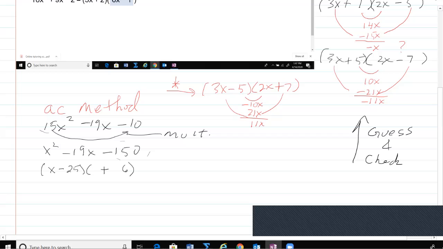Okay, so now that wasn't my original problem. So now I bring that 15 back in. Here's how I bring it back in. I put the 25 over 15 and x plus 6 over 15. Okay, so now it's back. Now reduce this. This is x minus, let's see, 5/3. And this is x plus, let's see, 2/5.